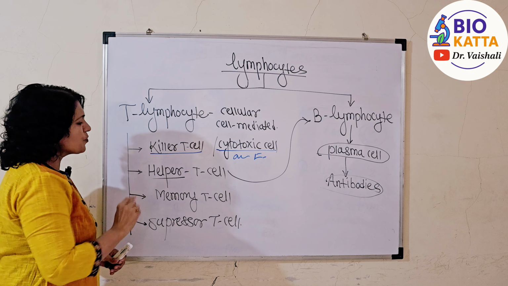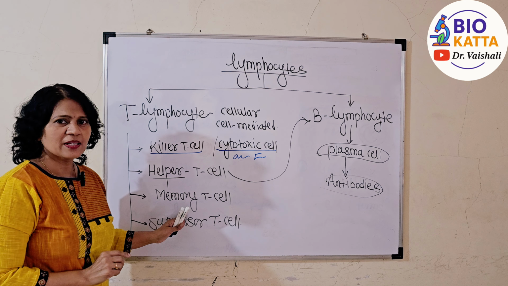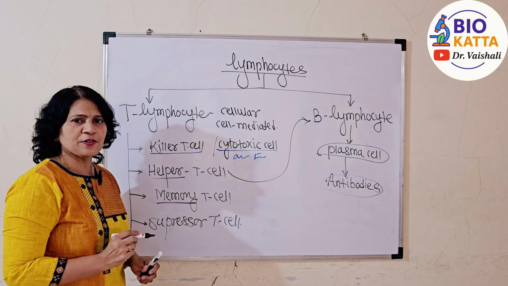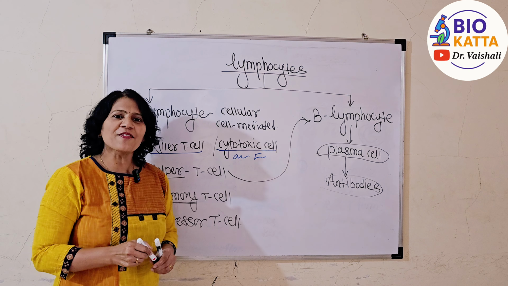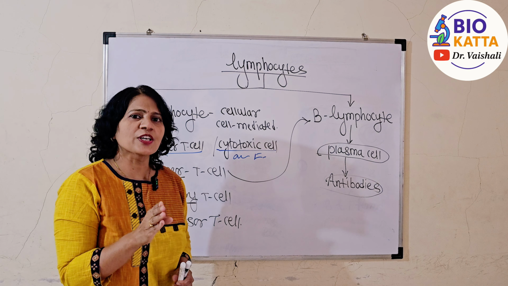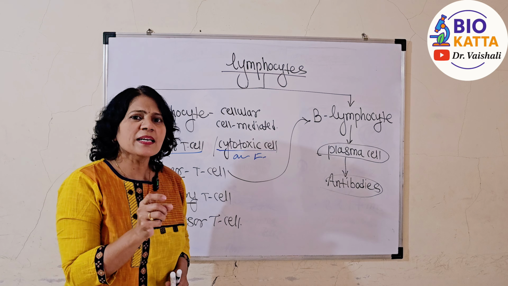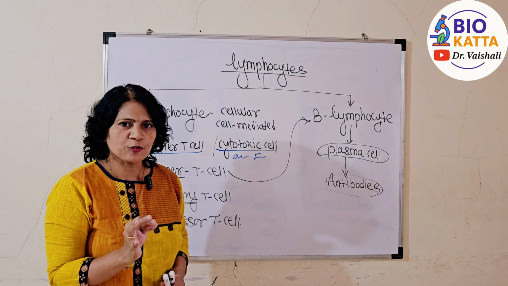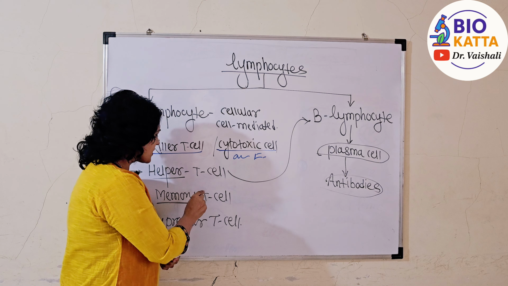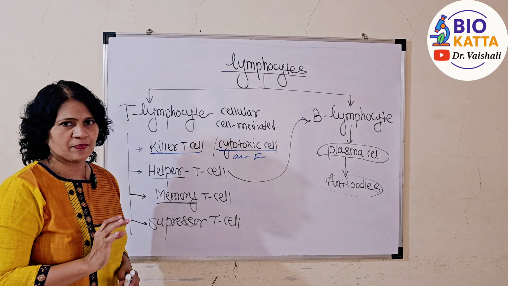The third type of T lymphocyte is the memory T cell. As its name suggests, it keeps the memory of the previous infection. So whenever a recurrent or further infection occurs, this memory T cell recognizes that pathogen and helps to destroy it, and that's why it is named the memory T cell.